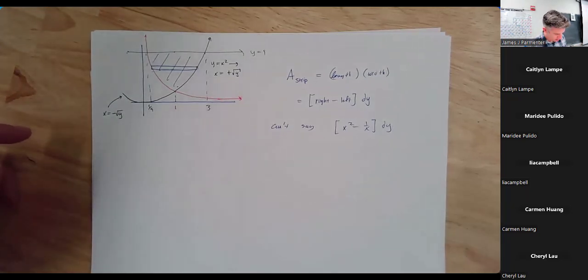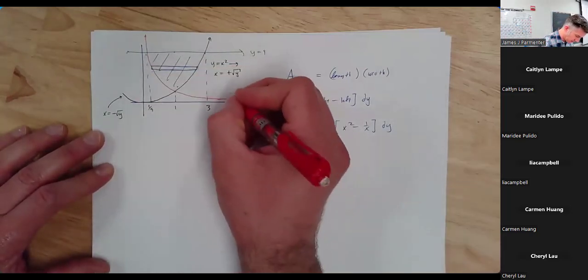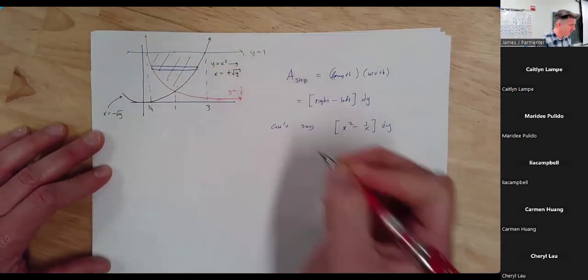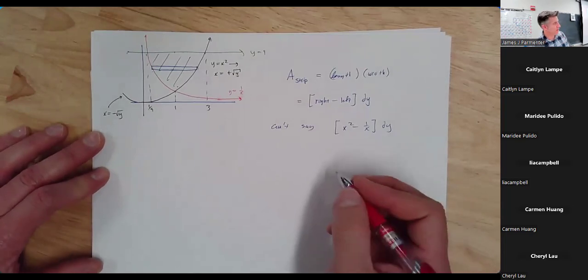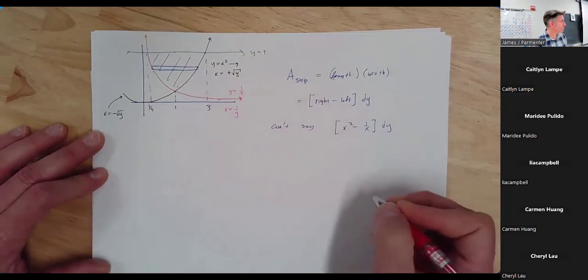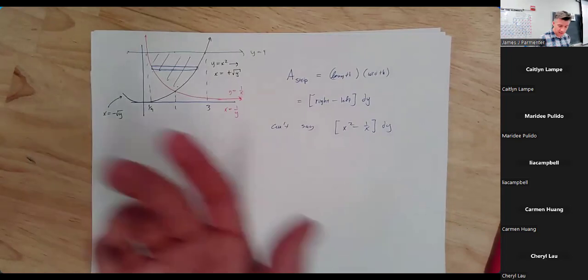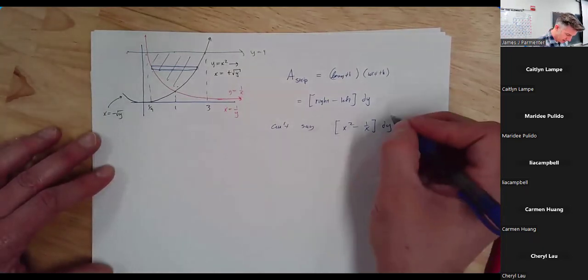So the left boundary here was y equals 1 over x. The funny thing about this is when you solve for x, you get the same kind of thing. You get x equals 1 over y. In fact, 1 over x is one of the few functions that is its own inverse function. It's kind of neat.